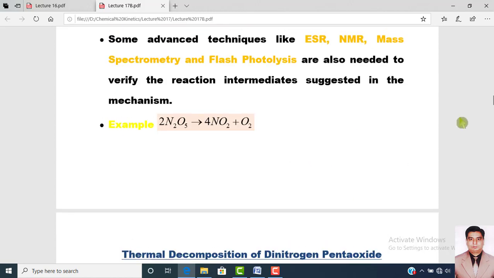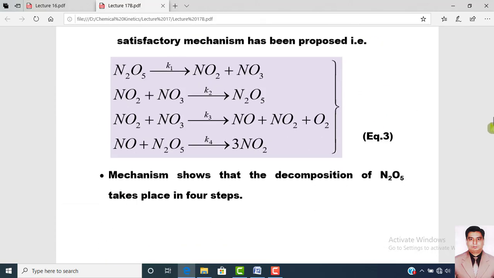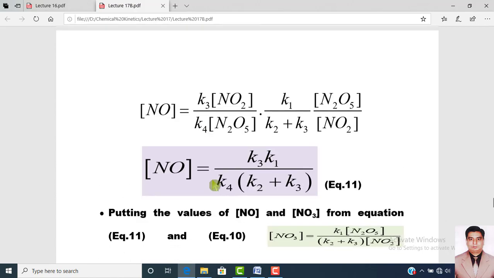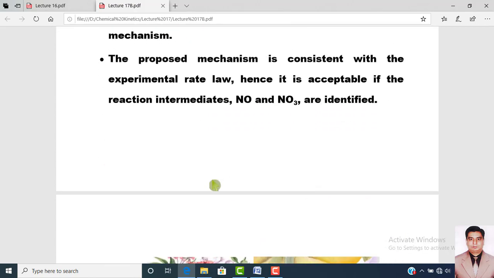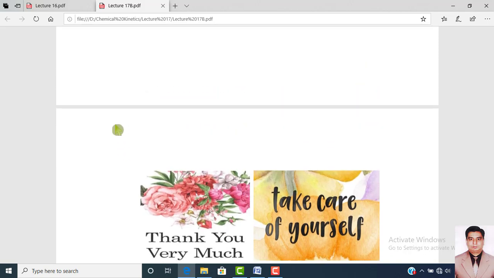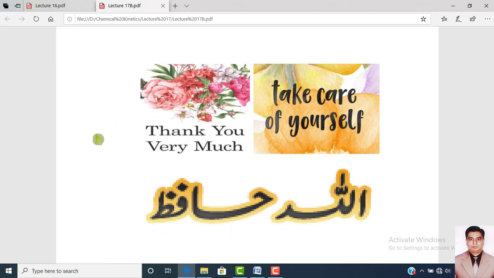So dear students, I hope that by studying this rate kinetics mechanism for the thermal decomposition of dinitrogen pentoxide, you have got the idea that a mechanism is first proposed and then verified with modern techniques.